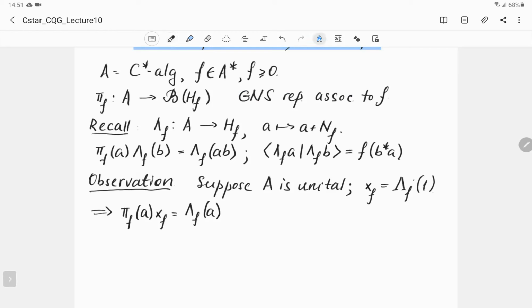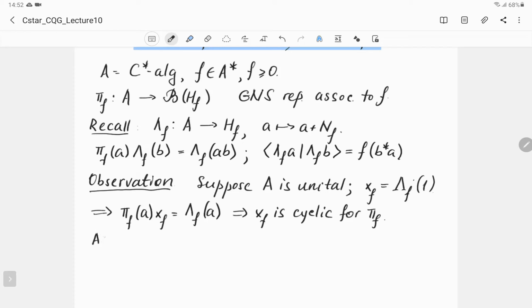Well, indeed, this is a special case of this formula. So if we substitute the identity for B here, then we get this. And now, since the image of lambda is dense in the space HF, this implies that xf is a cyclic vector for the representation pi f. So we see that in the unital case, the GNS representation is cyclic.